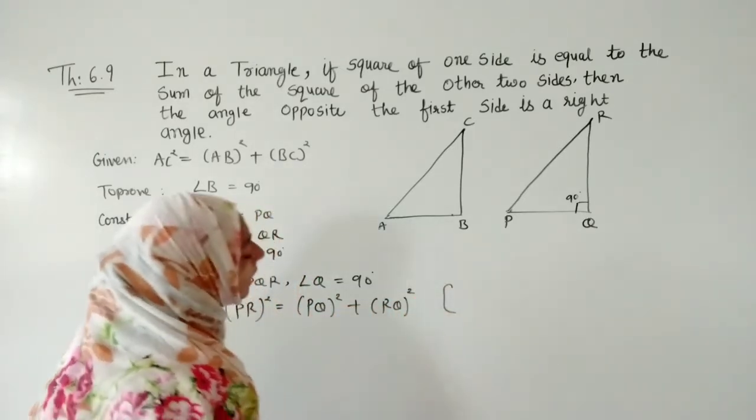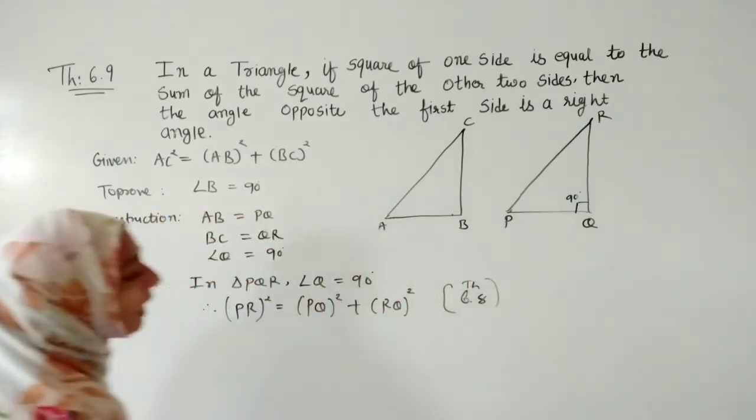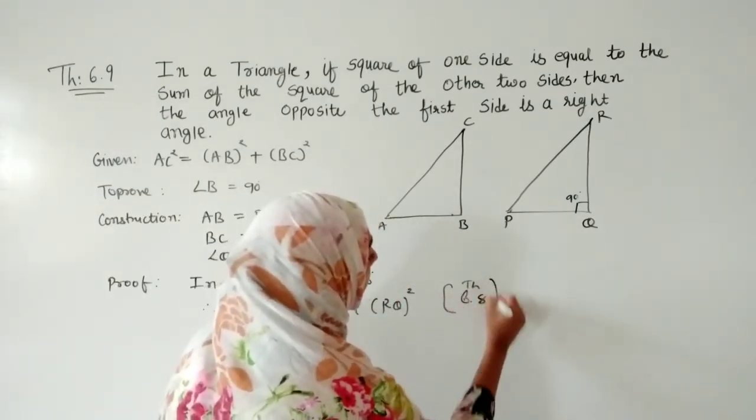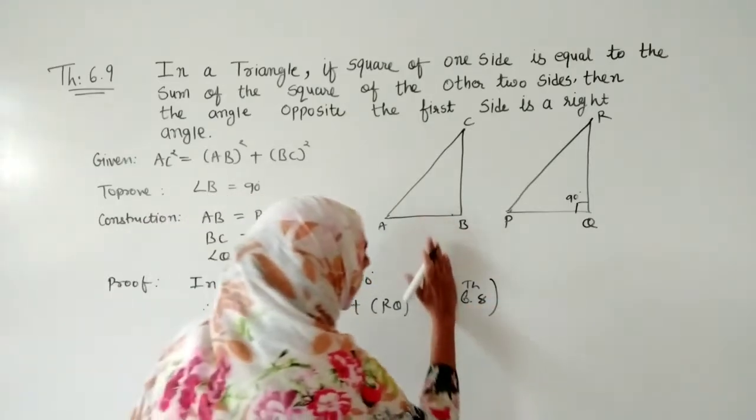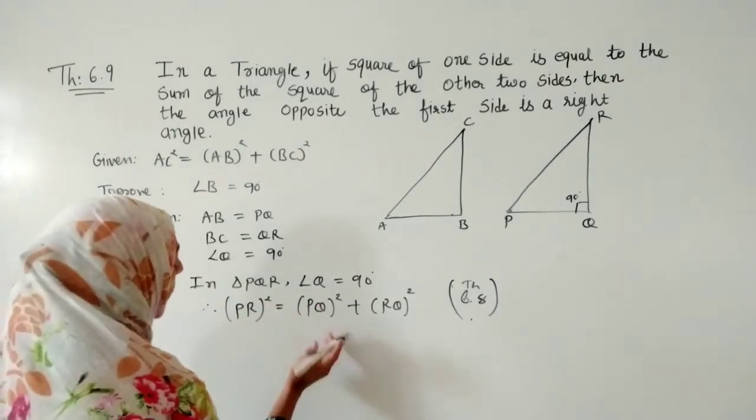And how did we write this? We wrote this from theorem 6.8. So in bracket, you can write that it is from Pythagoras theorem. Then it will also be easy if you do not know which theorem number. Now here I will replace some values.